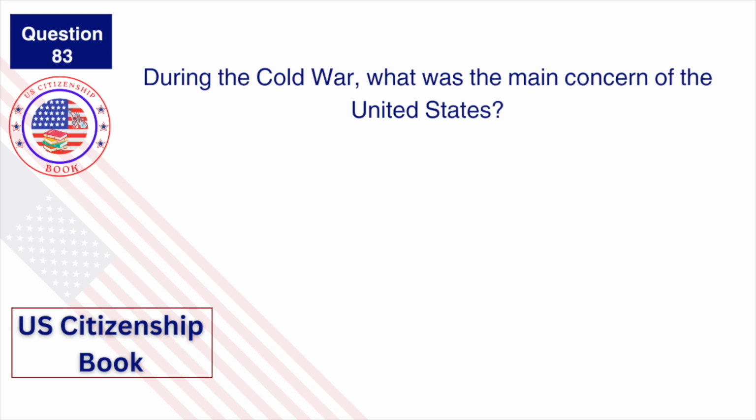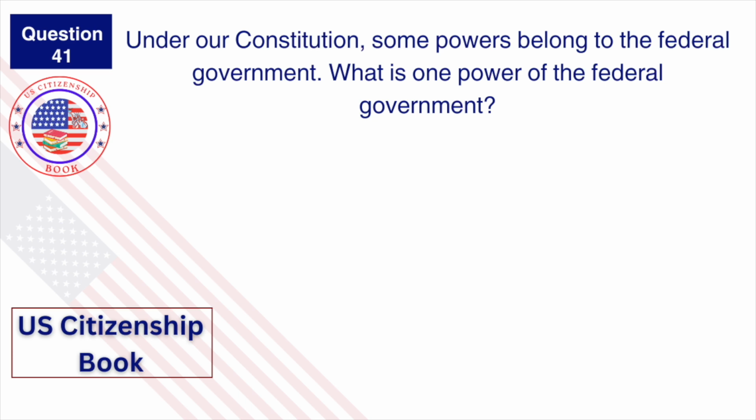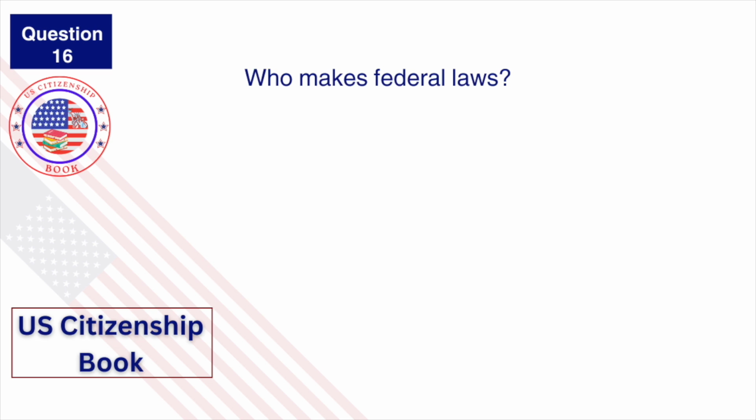During the Cold War, what was the main concern of the United States? Communism. Under our Constitution, some powers belong to the federal government. What is one power of the federal government? To print money. Who makes federal laws? Congress.